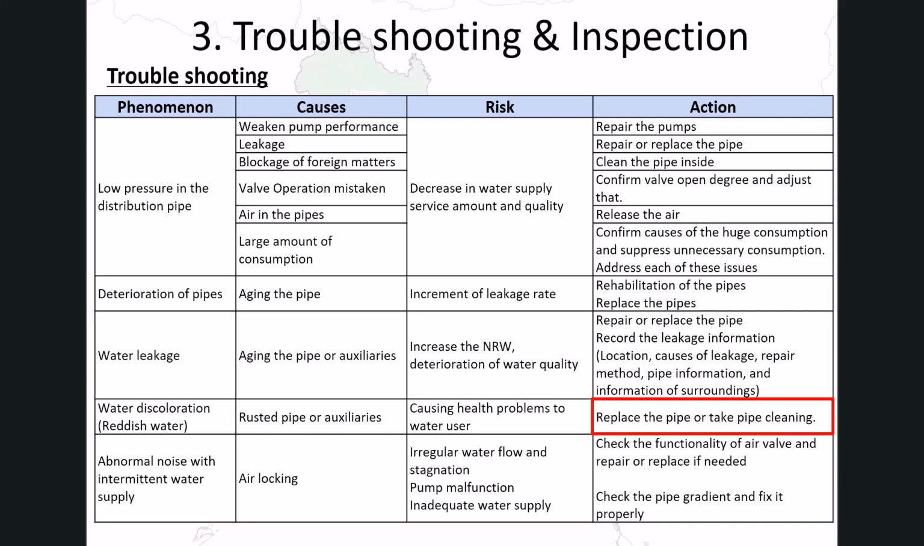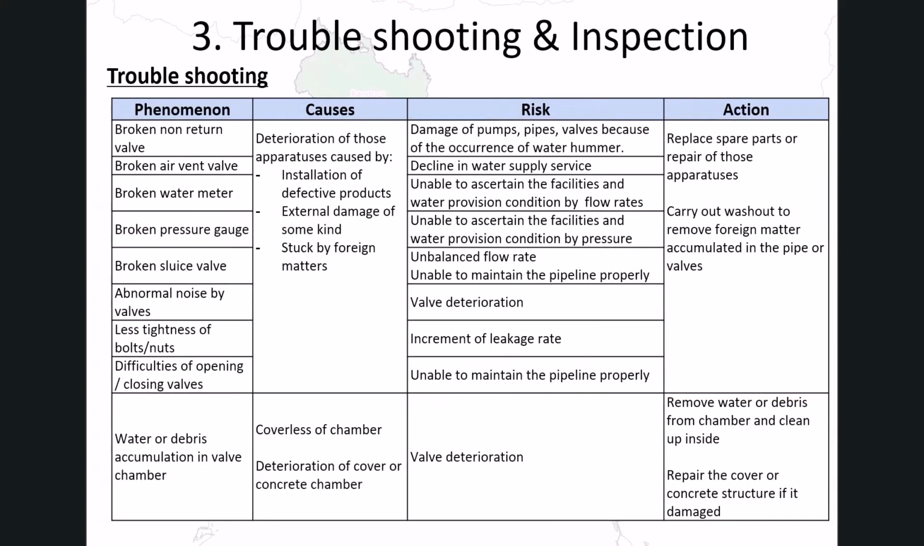For example, if you observe the occurrence of water discoloration, it could be caused by rusted pipe or auxiliaries. And the troubleshooting table guides you to the necessary action to take. In this case, you have to replace the pipe or do pipe cleaning to remove rust. This is how what we learned in the confirmation points and necessary actions can be quickly applied by referring to the troubleshooting table.